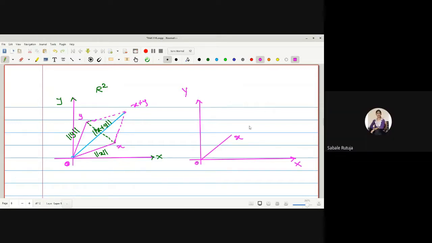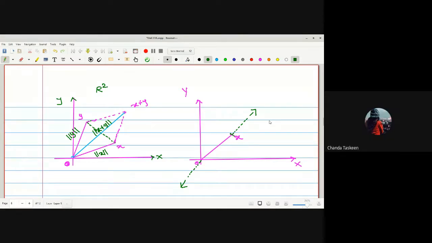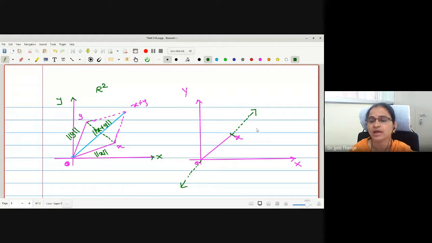On the same line extending. Yes, it is on the line extended. Extended forward, extended backward also. Why am I telling both possibilities? Because it depends on alpha. If alpha is positive, it will be on the line extended forward. If alpha is negative, it is on the line extended in the backward direction as per the sign conventions, right? Now, suppose alpha is 1. What is the value of alpha x?